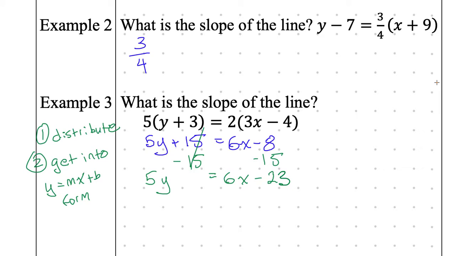All right, we're almost done. I now need to isolate y. Right now, y has a 5 in front of it.